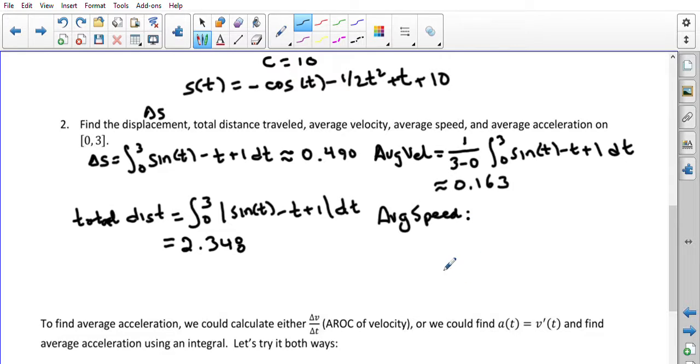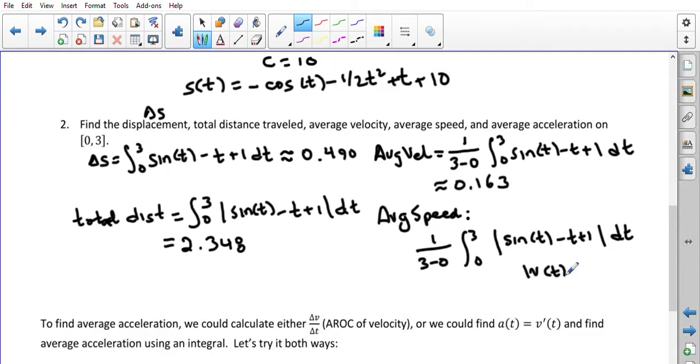Average speed is going to be the same as average velocity, except we're going to use the absolute value of the velocity function, because this is absolute value of velocity, and that's speed. So remember, whenever you're talking about total distance or average speed, you need to remember the absolute value.